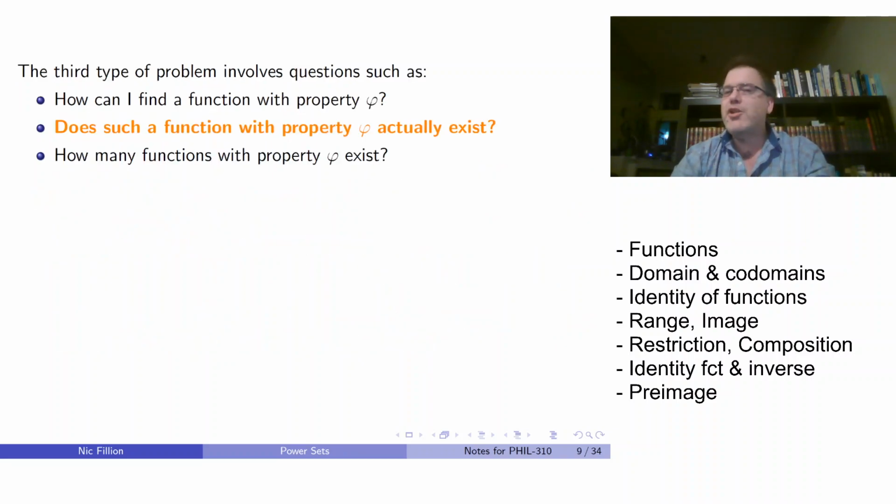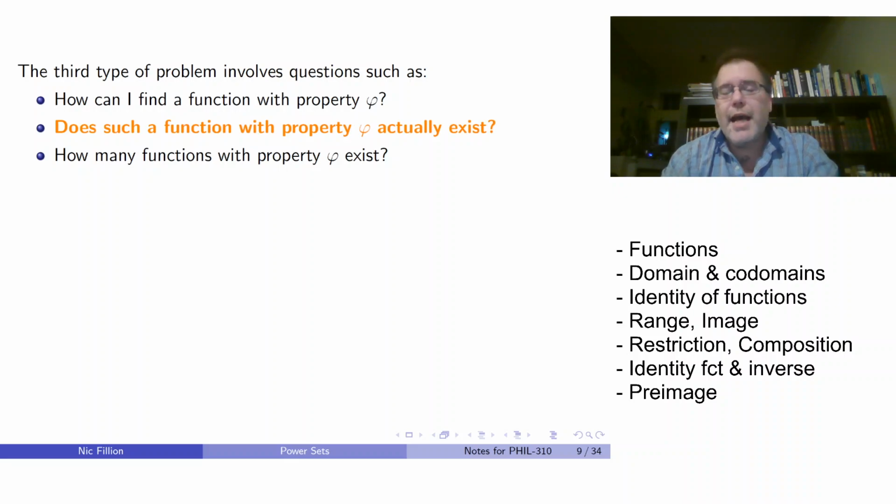But there are many questions for which we want to know, does such a function that has this given property actually exist? And if it exists, how many of them are there? Is there a unique function that satisfies that property? Are there two? Are there infinitely many? How many of them are there? Those are very, very important questions in applied mathematics and pure mathematics too, of course.